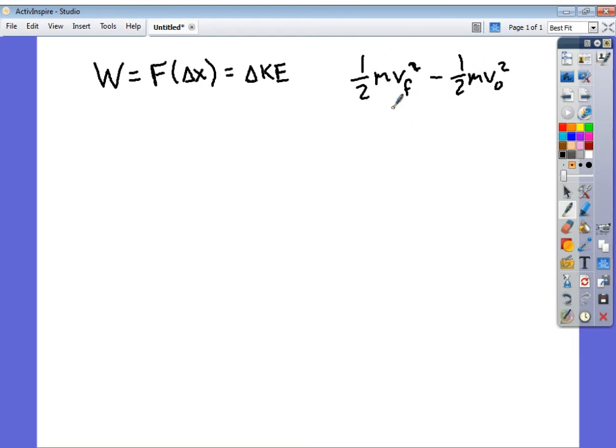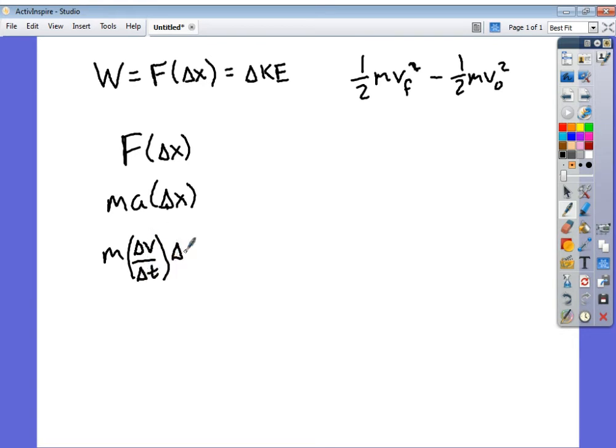So where does this come from? Well, let's start with the beginning, force times displacement. A force in itself is a mass times an acceleration. So we now have mass times acceleration times displacement, same as force times displacement. An acceleration itself is a rate of change in velocity. So change in velocity over change in time. And then we have this delta x out here. So there's a lot of change going on, as you see.